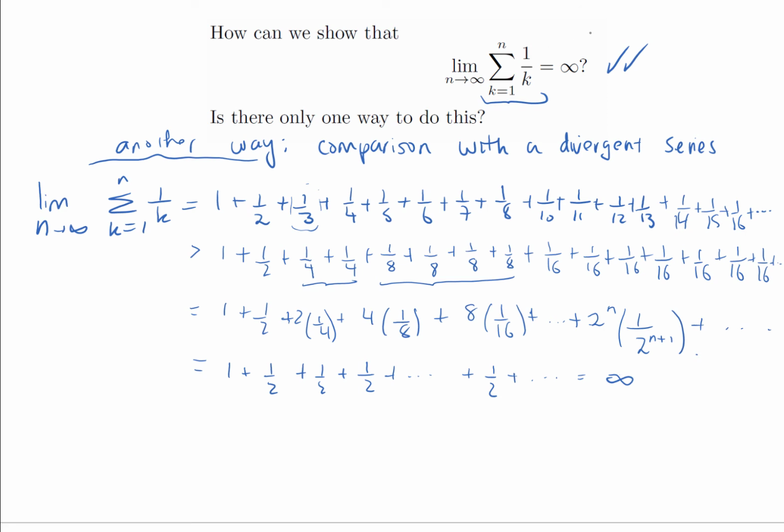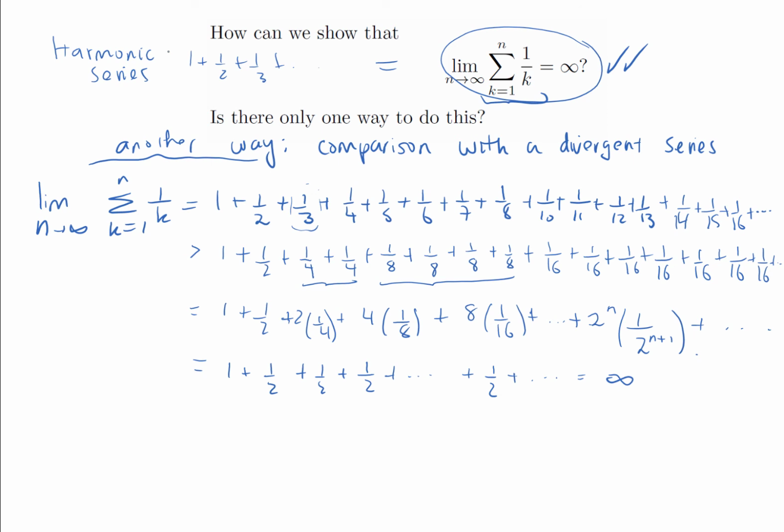This limit has a name. The series 1 plus 1/2 plus 1/3 plus and so on is called the harmonic series. And yeah, so here we have 2 ways of proving that that series diverges to infinity.